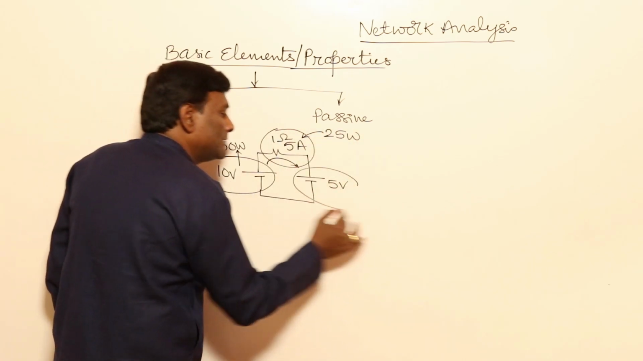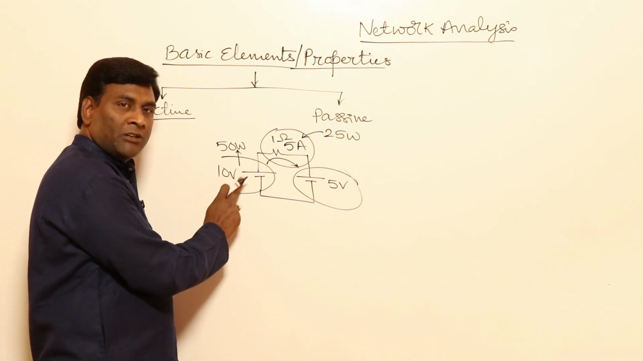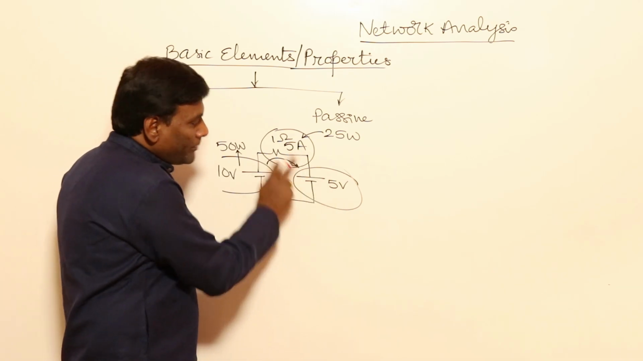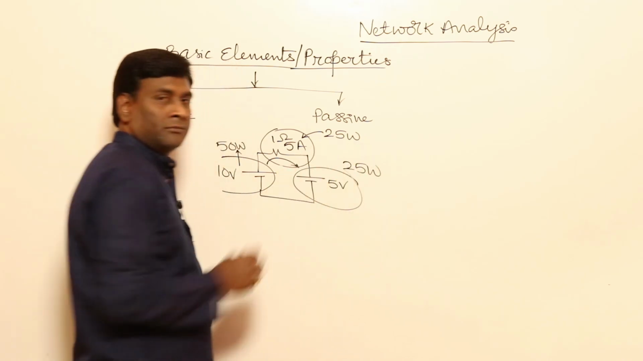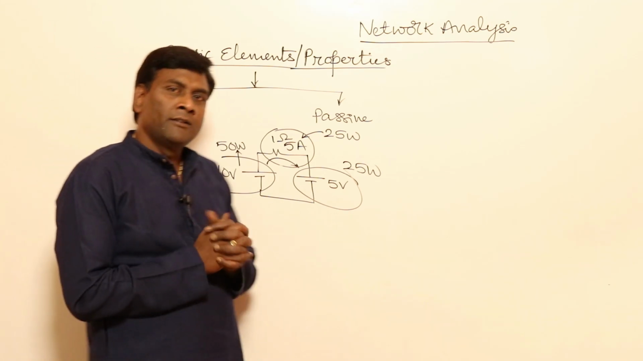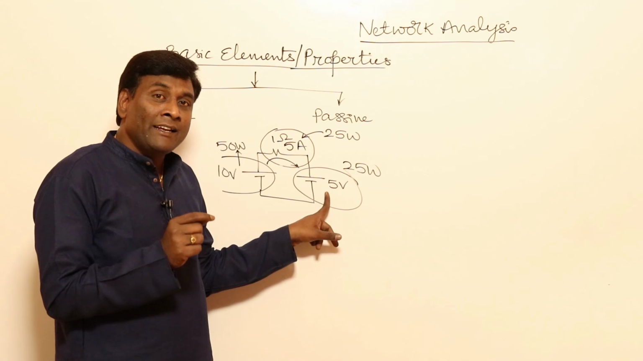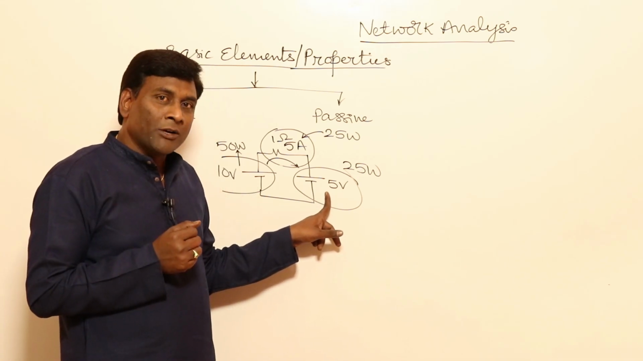Now my point is here. 50 watts of electrical power is delivered by this, and 25 watts is absorbed by the resistance. The remaining is absorbed here, because 5 amps is entering the positive terminal, 5 into 5 is 25 watts. So the point is, this 5 volts battery, is it absorbing or delivering? Absorbing. So should I call this 5 volts battery active or passive? It is absorbing, no? Getting my point, right?